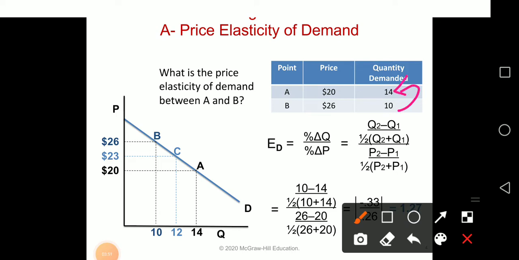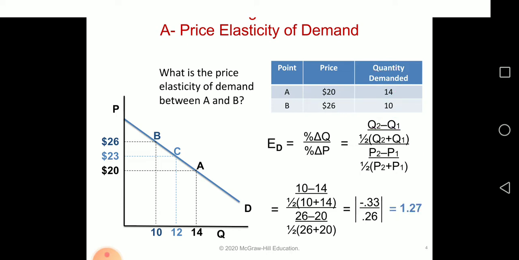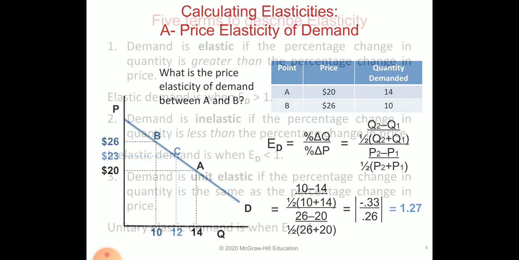I'm going to have here 10 minus 14. Okay, I will start with 10. This is the quantity, whereas this is the quantity. So I will say 10 Q2, quantity 2, and minus Q1 all over half the summation of them. Okay, and for the price the same. Here I will say P2, which is 26, minus 20 all over half 26 plus 20, and then by using the calculator it will give me 1.27. This is negative, yes, but the absolute value will give me positive.